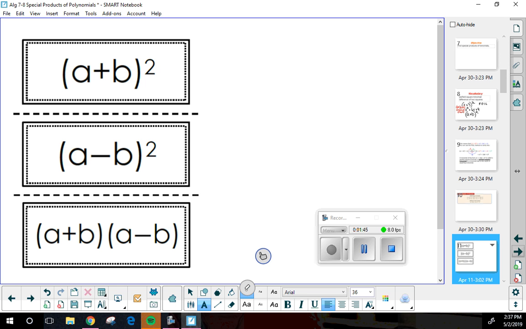I will also say, today we're going from this to the trinomial. Next Friday, we're going from the trinomial back to this. So the more familiar you are with these shortcuts, the easier next Friday will be. All right, so having said all that, here we go.